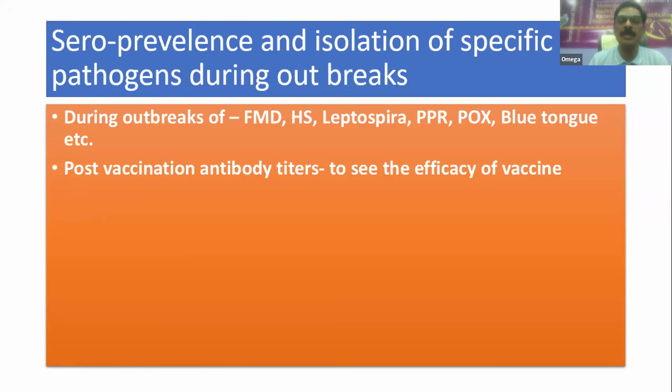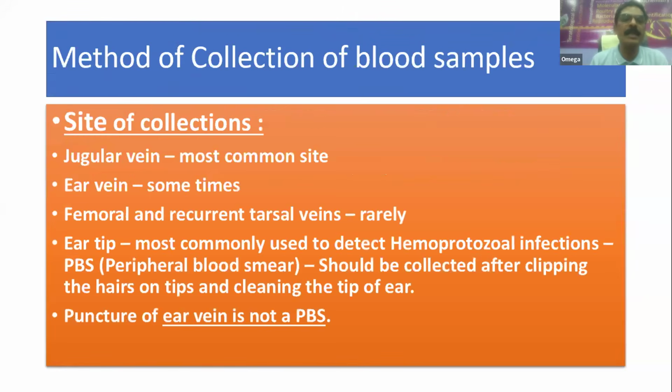And this is to be seen for the efficacy of the vaccine. So these are the indications of the blood sample examinations. Now we will shift towards the collection of blood samples. Generally, the site of collection, the most commonly used site is the jugular vein, the most common site.